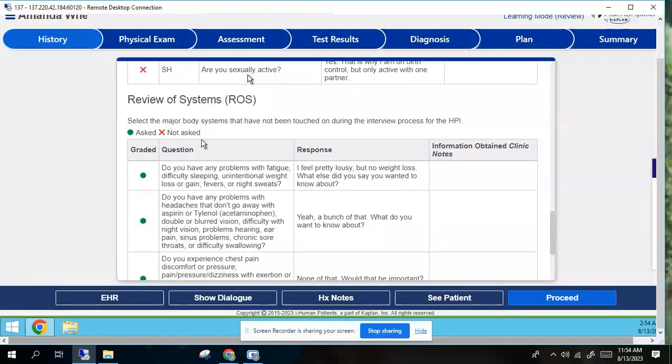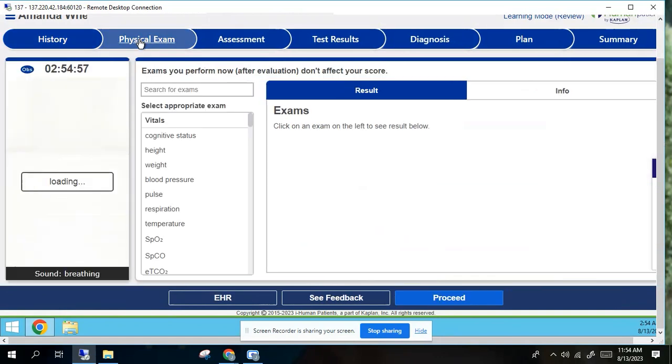Do you have any problems with fatigue? Is also a common one. Do you have problems with headaches that don't go away with aspirin or Tylenol? Is also a very common question. Do you experience chest pain? That's also common. So once you ask those questions, you have to check your feedback to see if you're on the right track. And then once you're done with the questioning, you move to physical exam.